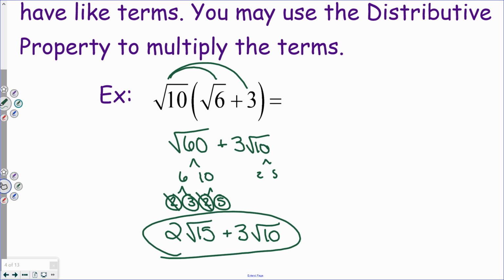So we want to distribute first, okay? And then after that, it's just like the problems we just looked at. Simplify your radicals by doing your factor trees, and then try to put like terms together. Sometimes they have like terms, sometimes they don't. It just depends on the problem.